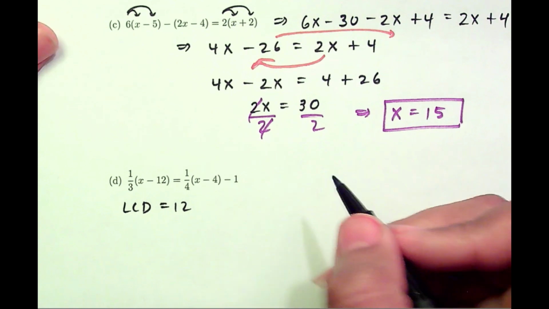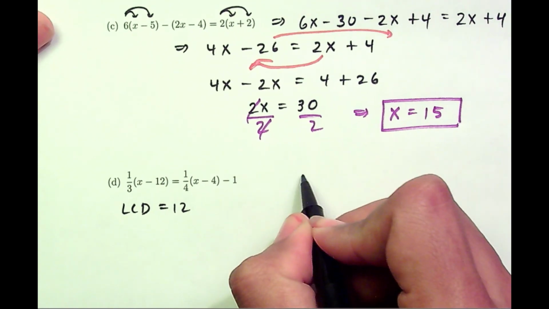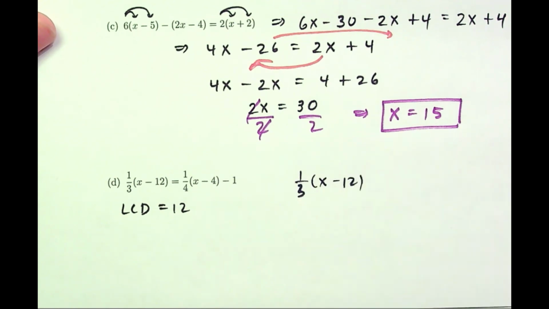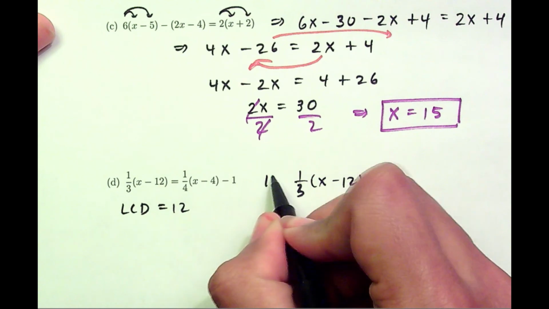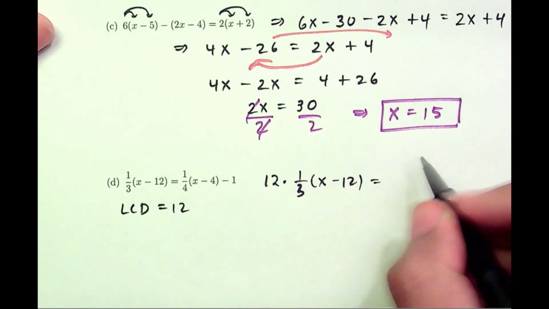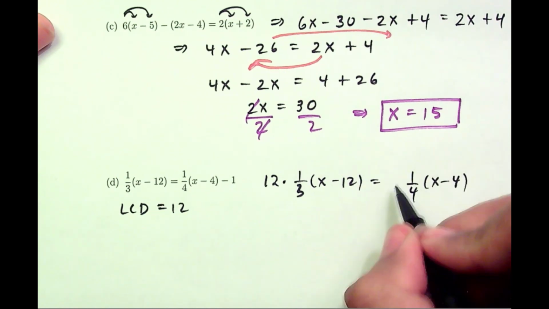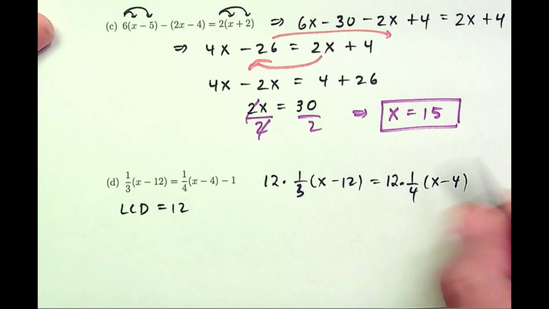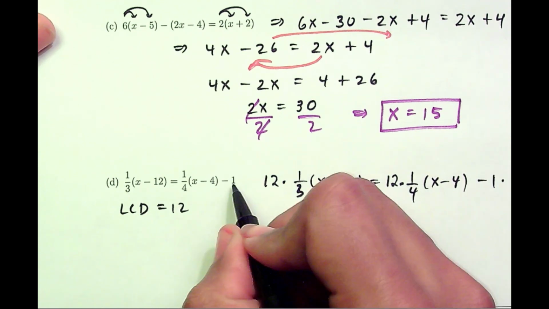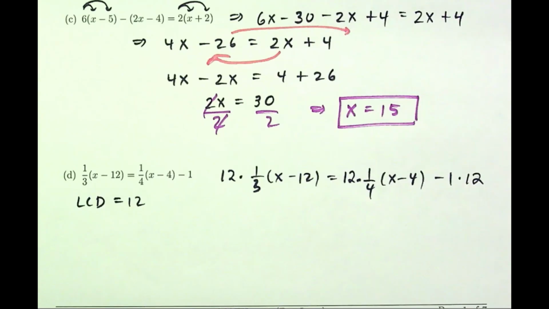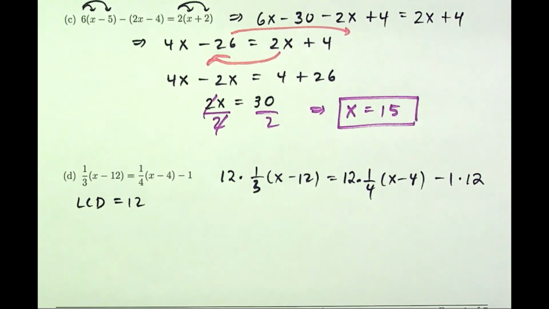Everything is going to get multiplied by 12. So this 1/3 times x minus 12 that I have on the left is going to get multiplied by 12. And then this 1/4 x minus 4 that I have here is going to get multiplied by 12. And then this minus 1 is going to get multiplied by 12. Every term in the equation is going to get multiplied by 12. Every term. Okay, then when you simplify, you're not going to have fractions anymore.